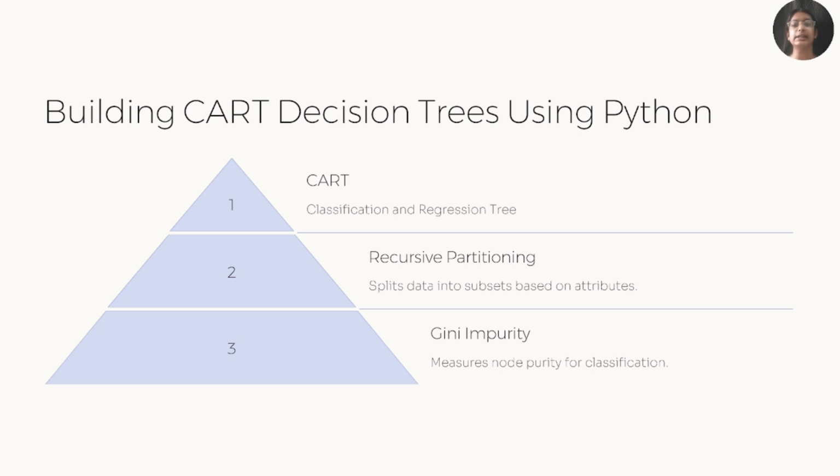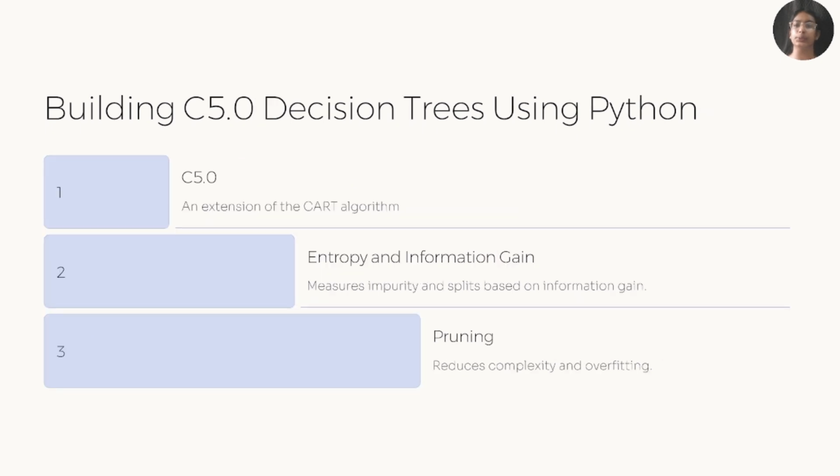CART is a classification and regression tree. Classification is for categorical data and regression tree for numerical data. Recursive partitioning is done. It splits the data sets into subsets based on attributes, as I said, like weather or temperature; these are examples, and there can be many more. Then we find the Gini impurity of each, and the attribute with the least Gini impurity is selected, and so on the process is continued.